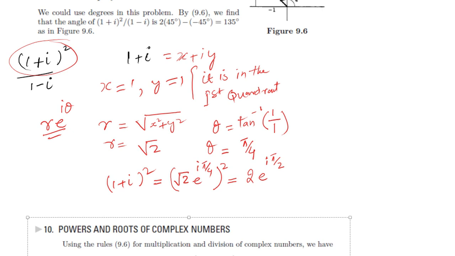And next we evaluate the lower portion of the complex number. The lower portion is 1 minus iota.